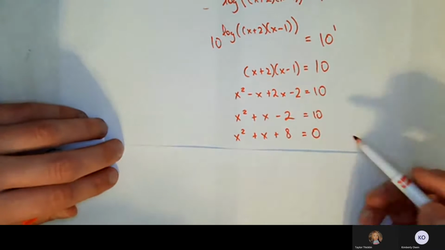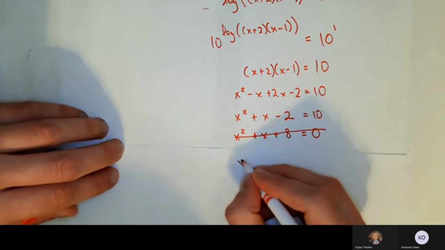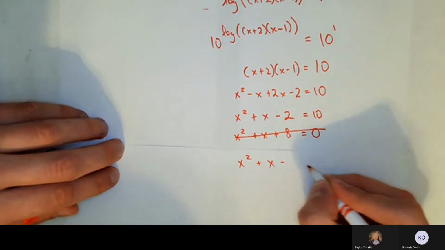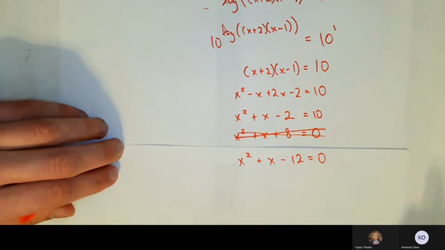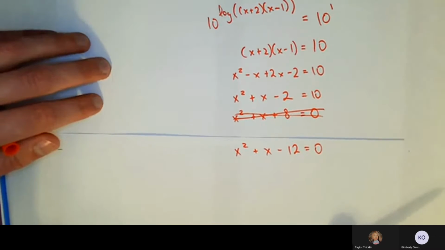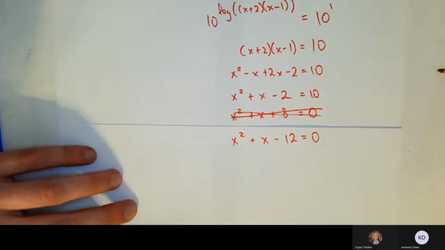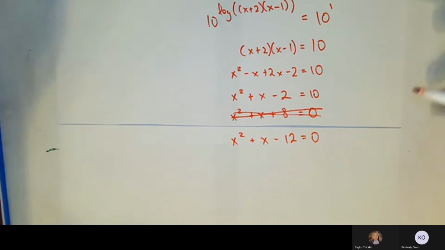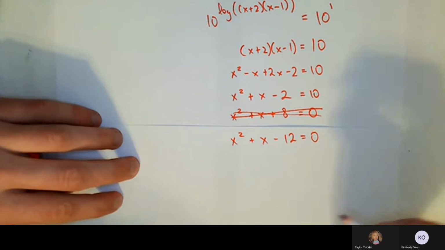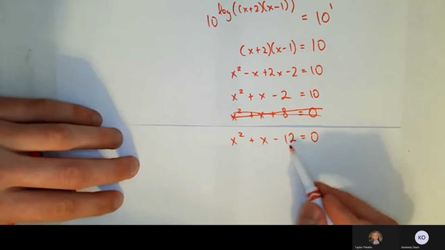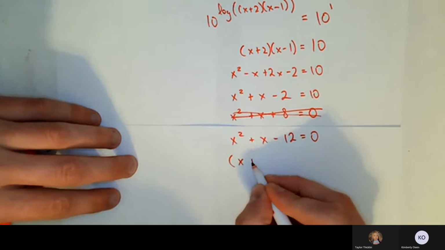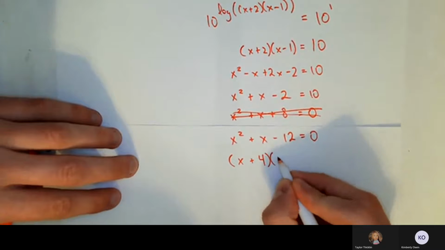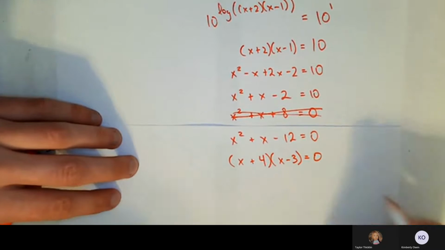I added 10 to both sides. I should subtract 10. x squared plus x minus 12, right? Subtracting 10 from both sides. That's what I get for talking too much while I'm trying to write. So I look at this and I try to decide, okay, can this factor nicely? I hope so. That way I don't have to use the quadratic formula. And it does factor nicely because I'm thinking of two numbers that multiply to give negative 12, that add to give positive 1. So I know that that should be positive 4 and negative 3.